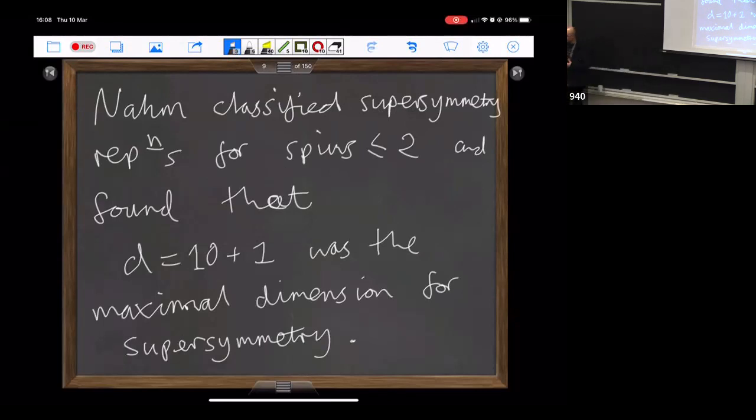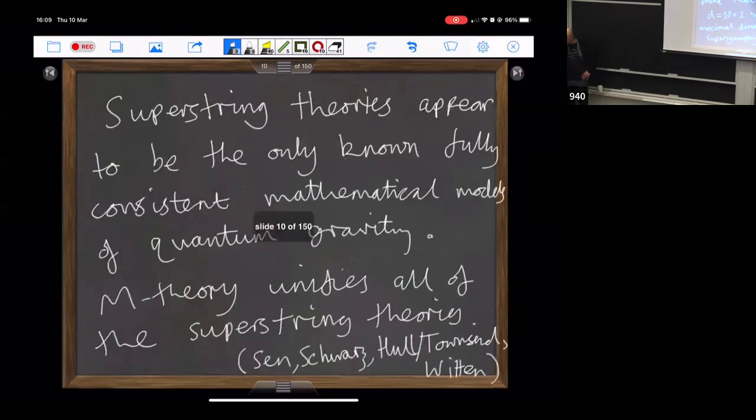This extension of Poincare invariance leads to an algebra called the superalgebra, and Nahm classified representations of these algebras that allow for particles with spins up to 2. Since we don't really know how to make much sense of spins bigger than 2, that was his motivation, and he found that there's a maximal dimension for which you can have this supersymmetry and gravity, and that is in spacetimes of 10 space and 1 time dimension, so 11-dimensional spacetimes, and that's the algebra, the symmetry structure which underlies this theory that's come to be known as M theory.